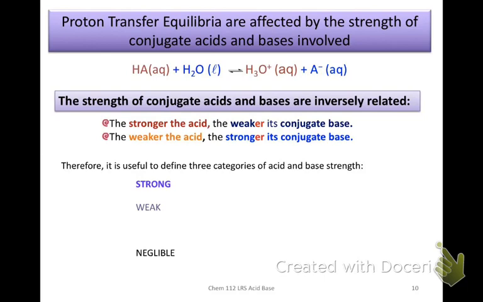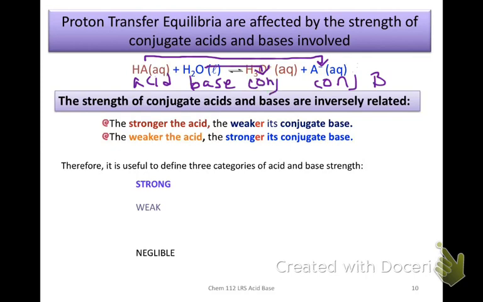So an acid HA will lose its proton to form the conjugate base, A-. So these two things are conjugate pairs. This is the acid, this is the conjugate base. They differ only by a proton. At the same time, water is acting like a base. It's gaining a proton to make the hydronium ion. And therefore this is the conjugate acid of water.